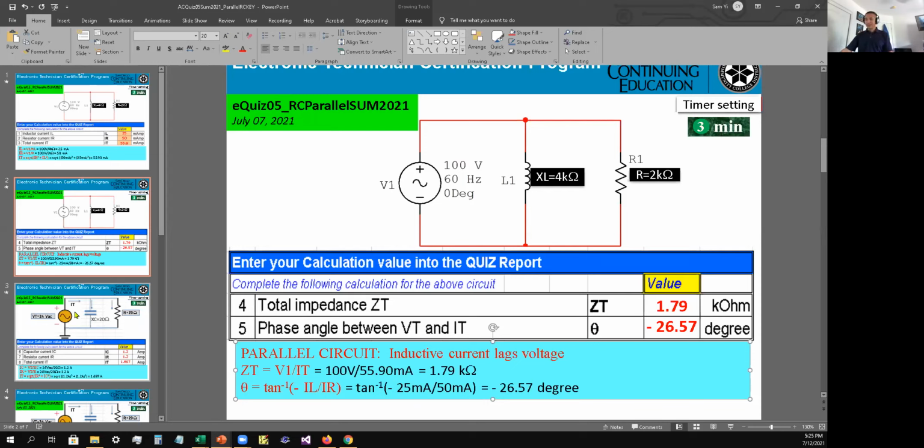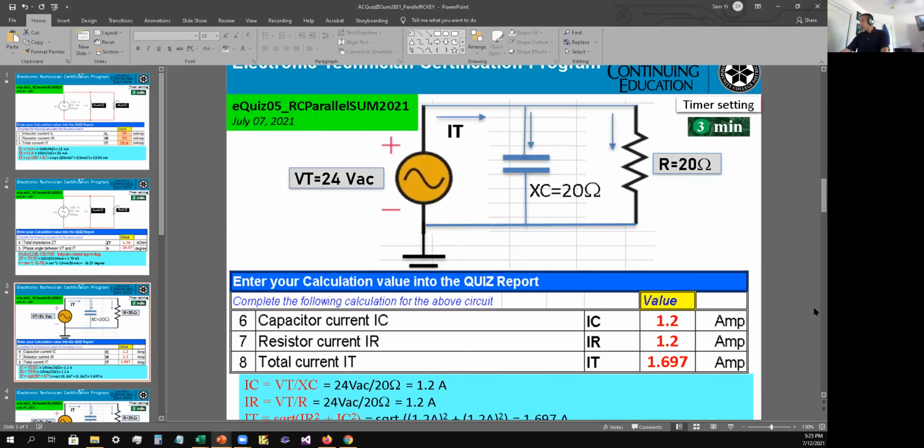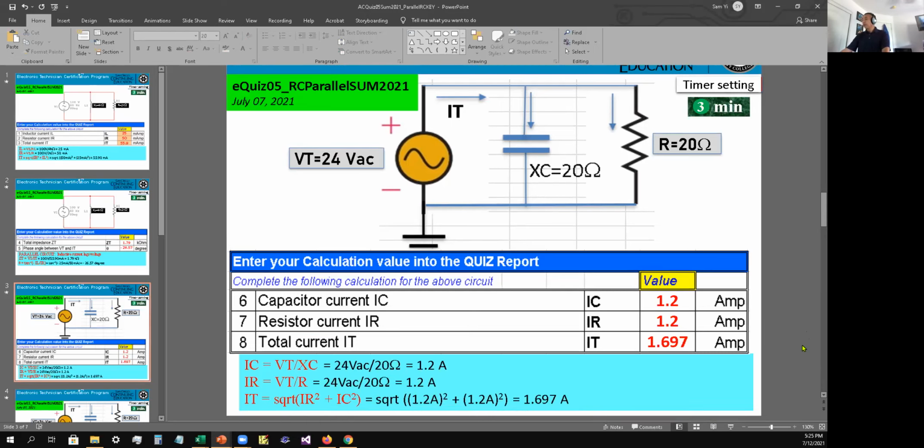It's good. Okay, next one. Let me remove this a little bit. So this is still a parallel circuit. It looks like this one is a capacitor and resistor combination in parallel.